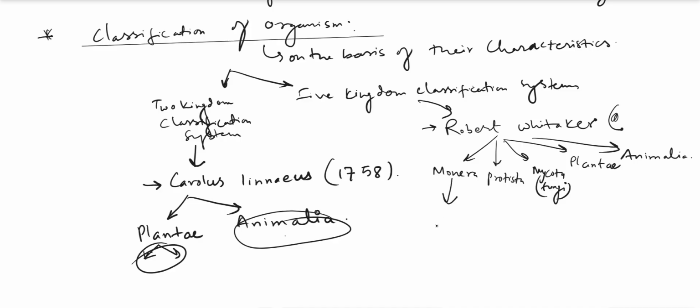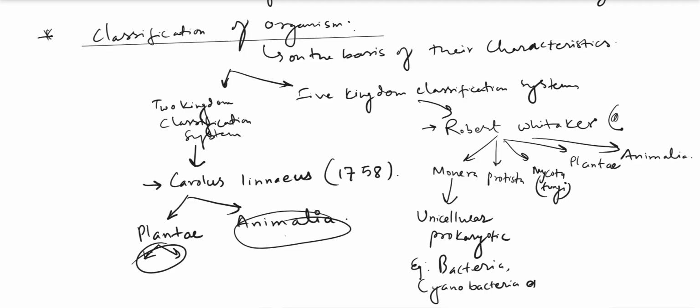So Monera basically consists of unicellular and prokaryotic organisms, like bacteria, cyanobacteria, etc. Now Protista. The Protista consist of unicellular eukaryotic organisms.